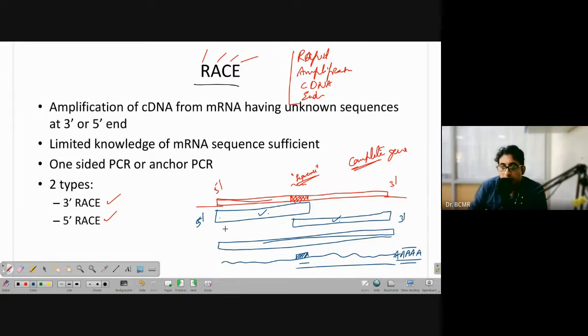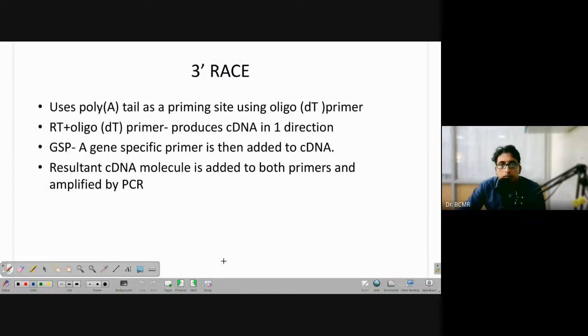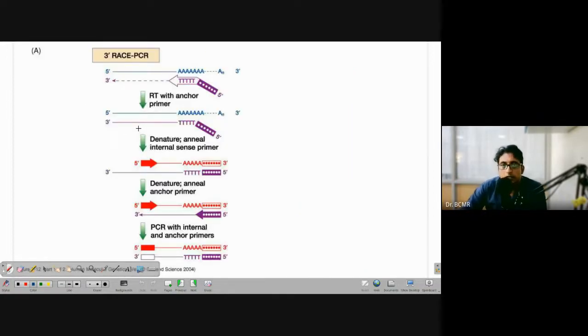That becomes difficult. We know one side, we don't know the sequence on the other side. So these are the difficulties, and the objective is this, and how do we solve it? 5' RACE and 3' RACE. 3' RACE is simple and easy.